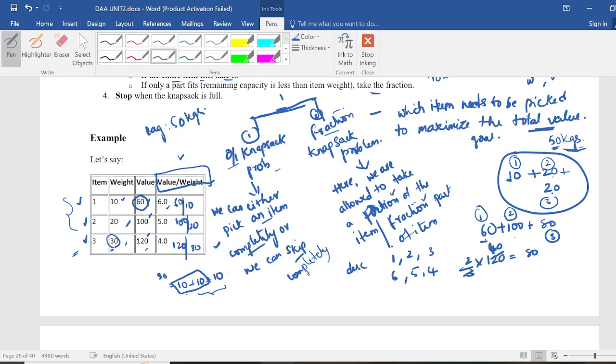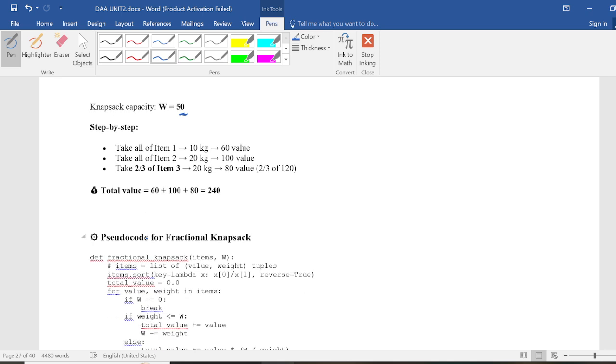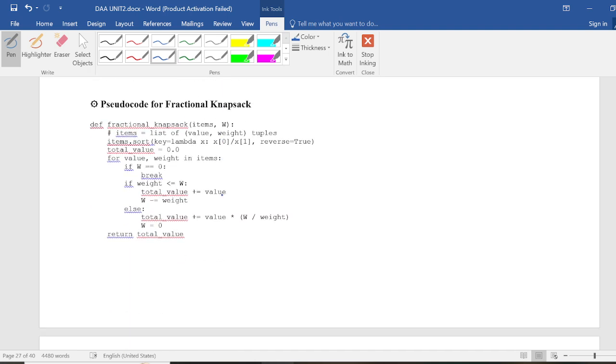So I hope you understand the difference between 0-1 knapsack and fractional knapsack. That's why the greedy algorithm works best for fractional rather than 0-1 knapsack. Okay. We have seen both the strategies in this example. So this is all explained previously. Now we are explaining using a simple pseudo code also.